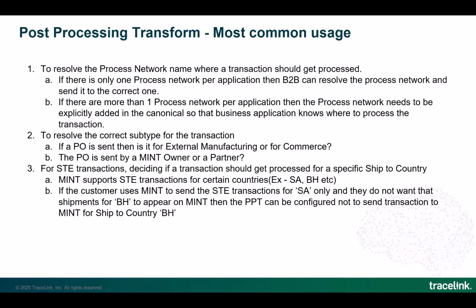on. But apart from that, if you have multiple process networks, obviously it is required, because if you send a transaction and you don't have a post-processing transform which resolves the process network, the transaction will fail, right? Because it would not know in which process network it should go. Okay, any other questions?